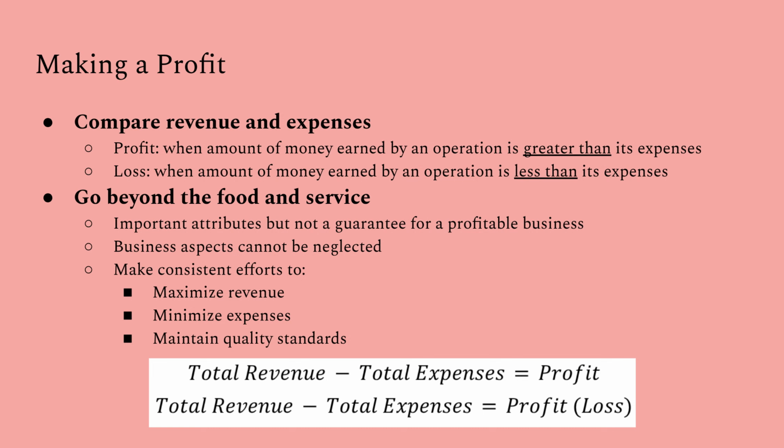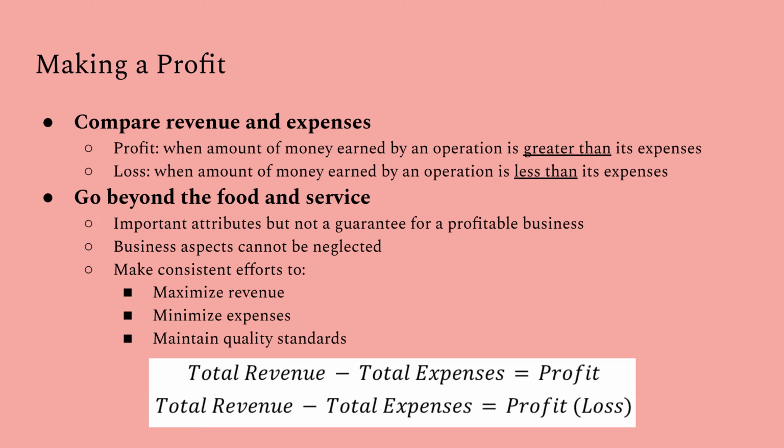So in order to do this, we need to go beyond food and service. That is obviously the most important attribute of running a food service operation, but it cannot guarantee a profitable business by any means. So you need to know how to do all of the different business aspects in order to be profitable. Consistently making efforts to maximize your revenue and minimize expenses while maintaining quality standards is going to be the long-term key to success.